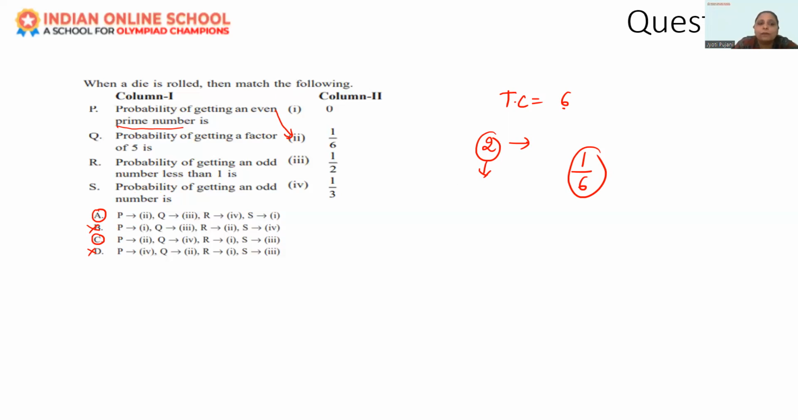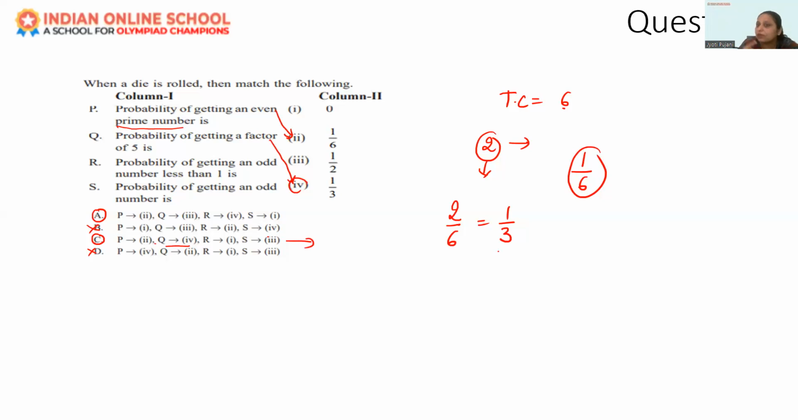Second, now, probability of getting a factor of 5. Okay, when you throw a dice, what can come? 1, 2, 3, 4, 5, 6. Out of this, what are the factors of 5? Tell me, what are the factors of 5? 1 and 5. There are 2 factors of 5. Okay, so 2 by 6. 2 by 6 means 1 by 3. So 1 by 3 is the option 4. Q belongs to 4. Where does Q belong to 4? Q belongs to 4 is here. If you can see that, C can be your answer.